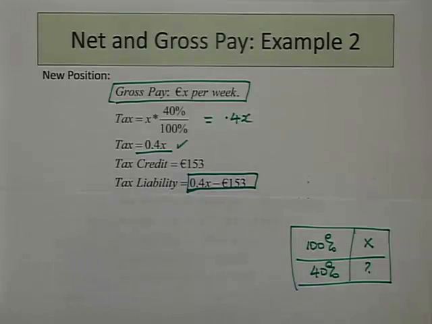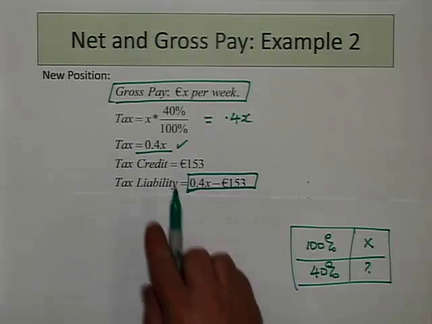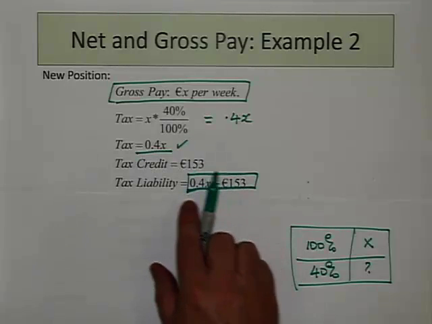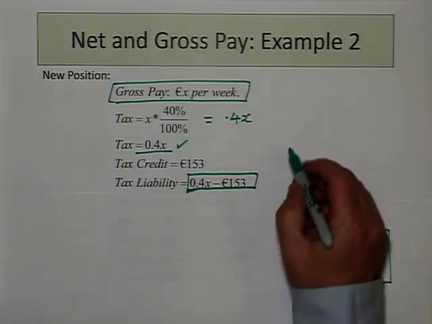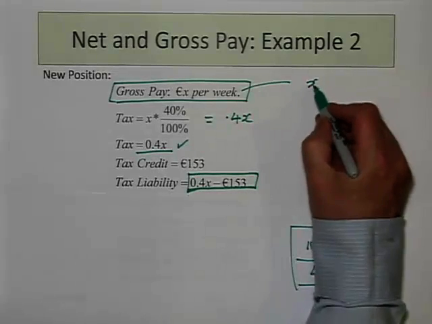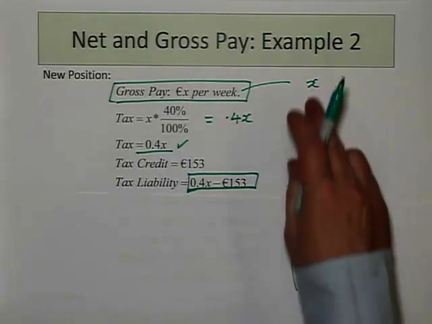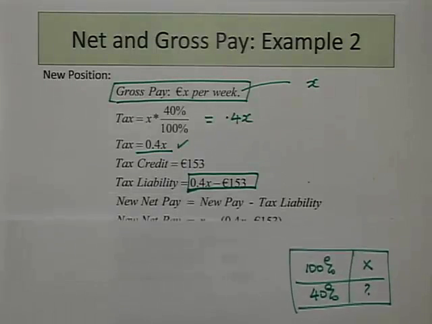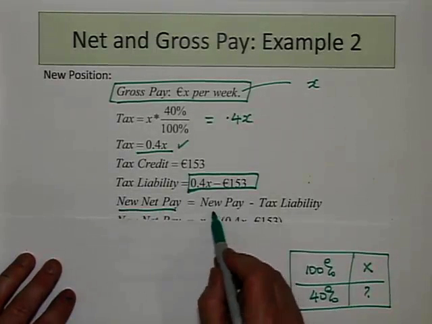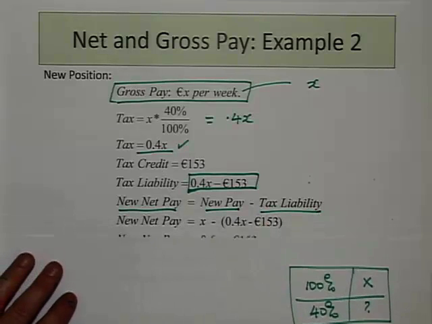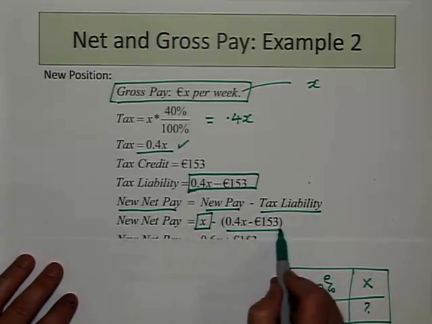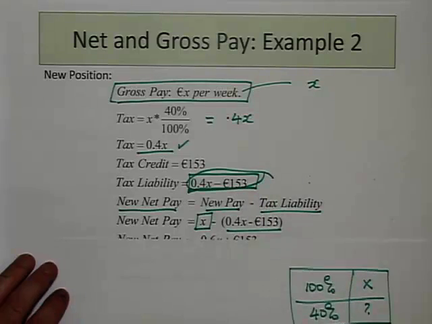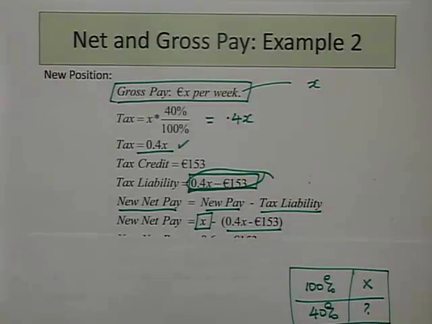Now, what does that mean about his salary, though? Well, this is just the tax liability. That's the amount of tax he's got to pay. But his salary is still X. We were told that that's his gross salary. So the gross salary minus his tax should give us his take-home pay. So the new net pay is the new pay minus the tax liability, or the X minus 0.4x minus the 153.